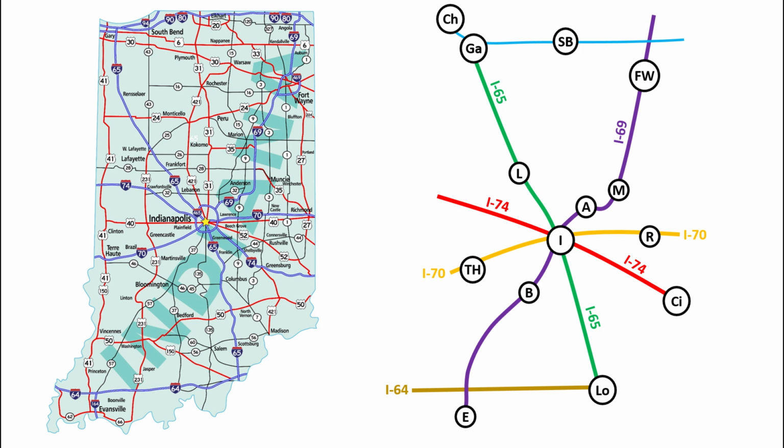So here are some examples of simplification. The map on the left is a highway map. And if you're cruising around Indiana, going all over the state, then that one on the left would probably be useful.